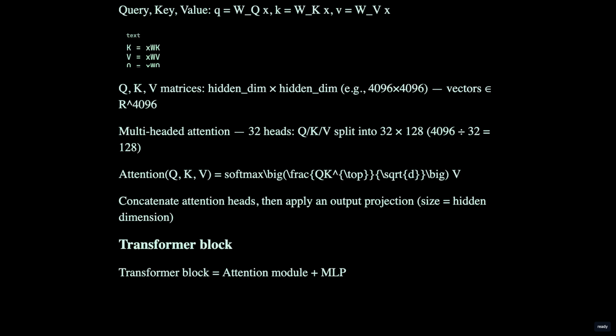Transformers are built by stacking many transformer blocks. Each block typically contains an attention module, which lets tokens interact across the sequence, and a position-wise MLP that applies learned nonlinear transformations to each token's representation. Implementations can vary between models.